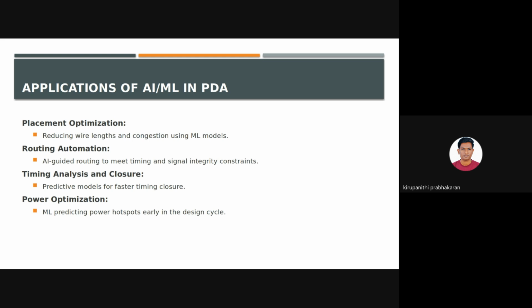Routing automation. Routing in chip design refers to the process of connecting the different components, cells, and gates, using the metal layers, ensuring that electrical signals can travel from one part of the chip to another without causing signal integrity issues or timing violations. AI models can be used to automate the routing process by learning from large datasets of successful routing patterns and then applying these patterns to new designs.